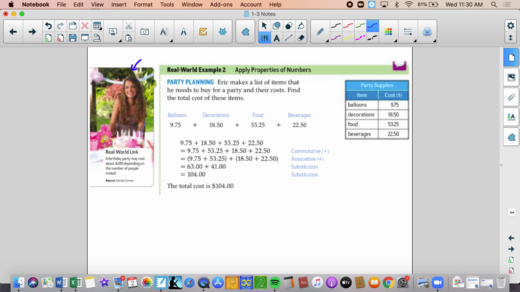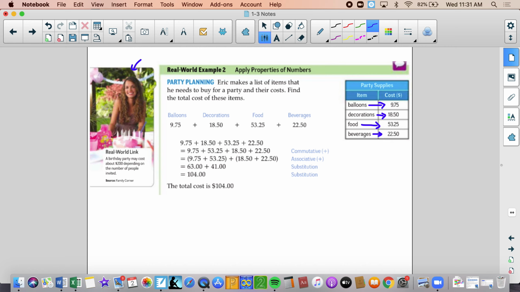Real world example number 2, apply the properties of numbers. We've got a party that we're planning. Eric makes a list of items that he needs to buy for a party and their costs. Find the total cost of these items. He has balloons for $9.75, decorations for $18.50, food that costs $53.25, and beverages for $22.50.